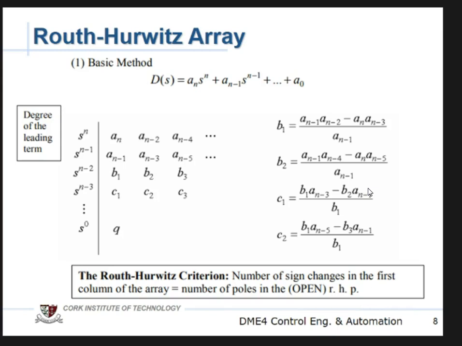The term here will be 0 if you work it out, because we're assuming these are 0. So if we calculate this one, it's going to be 0. Then in the formula for this, we'll have B1, this term will be 0, so we'll have B1 times an minus 3 divided by B1, which will just give me an minus 3. So we'll just get 1 plus K.